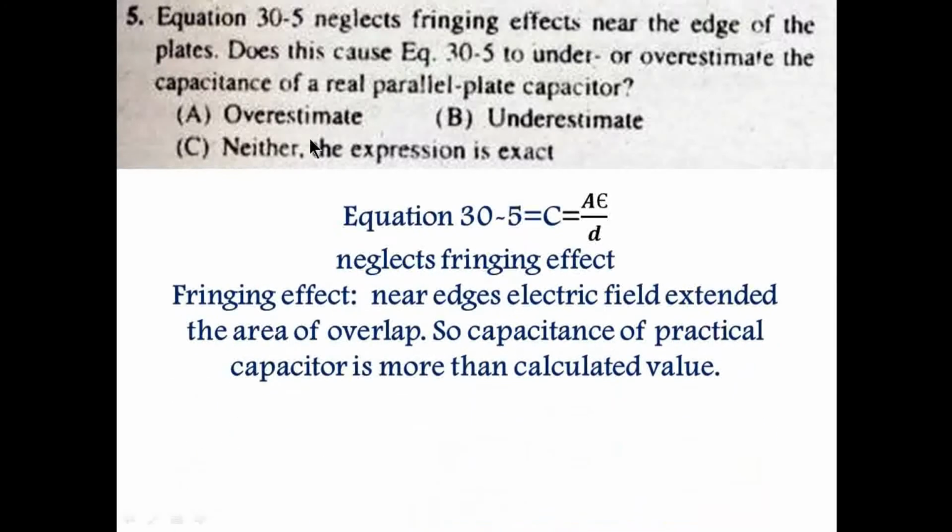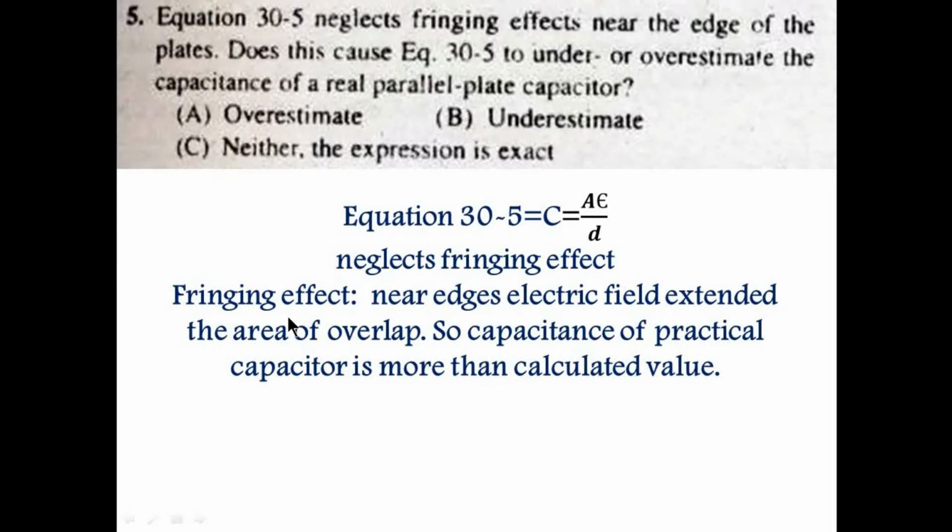Does this equation underestimate or overestimate the capacitance of a real parallel plate capacitor? Option A is overestimate, option B is underestimate, and option C is neither. The expression is exact. So we have equation number 35, capacitance is equal to A epsilon naught by d. That is neglecting the fringing effect. So first of all we have to know what the fringing effect is.